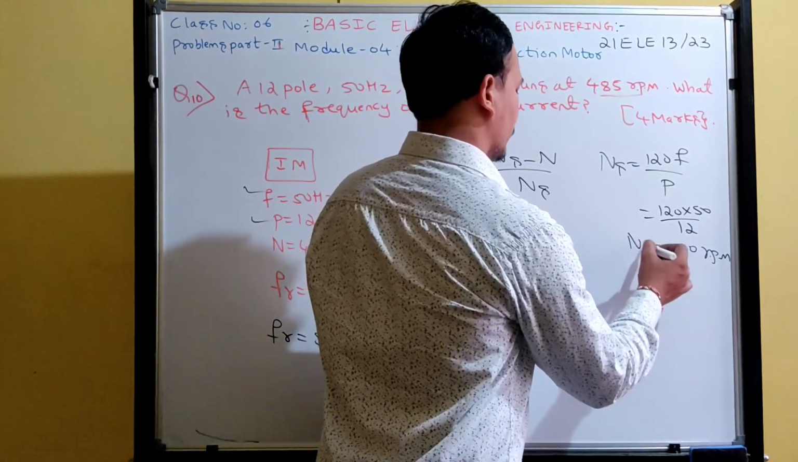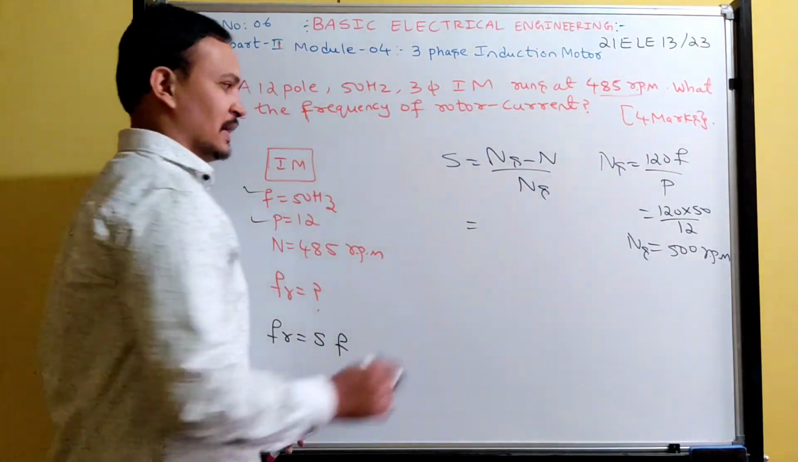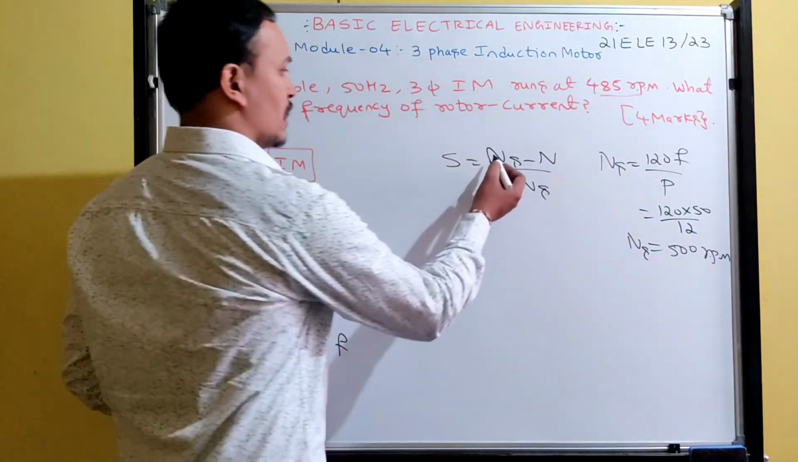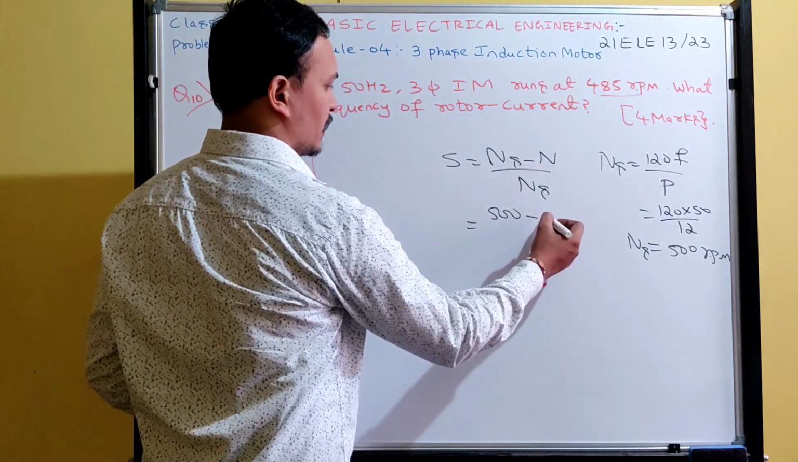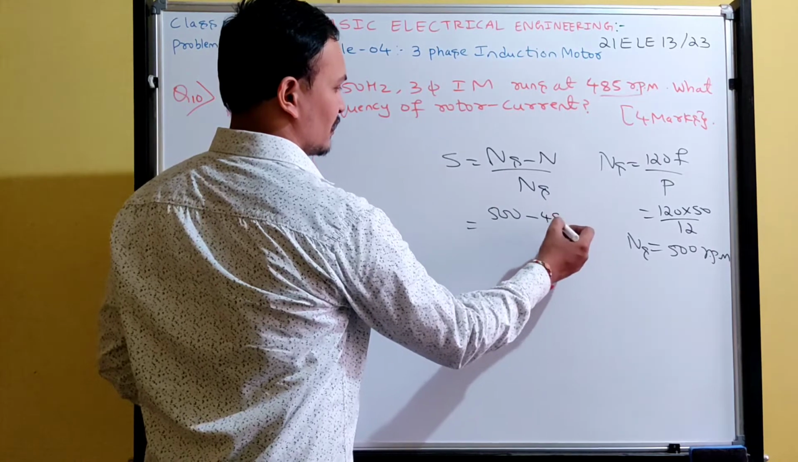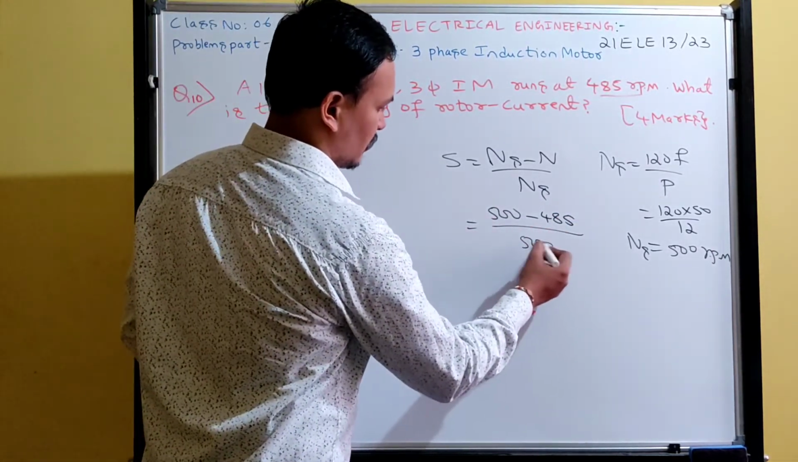Is it more than N? Yes, it is induction motor. Ns is more than N. Very good. Now take the speed here. Ns 500 minus 485 divided by 500.